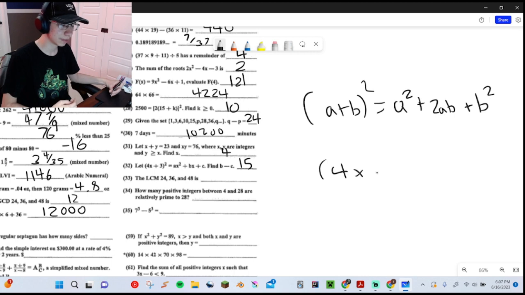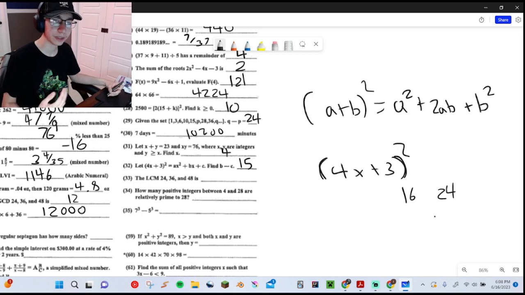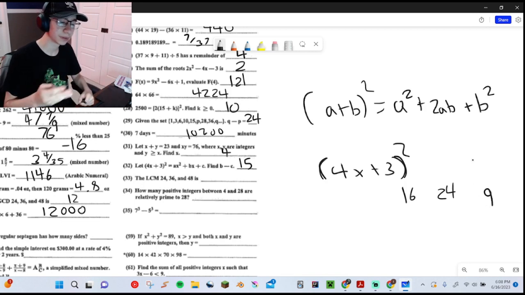So looking back at the 4x plus 3 squared, 4 squared, 16, that's the coefficient in front of the x squared term. 2 times 4 times 3 is 24. It's the coefficient in front of the b term. And then 3 squared, it's 9, that's the c term. 24 minus 9, 15.